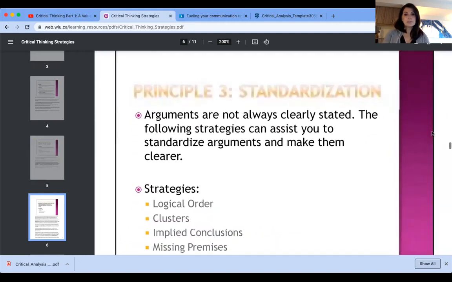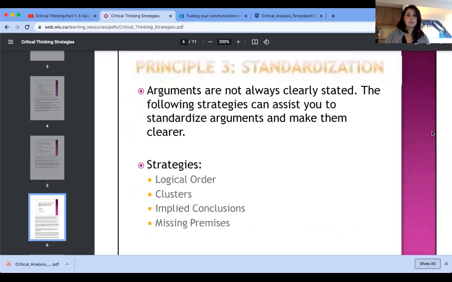The third principle of your critical analysis is considered as standardization. So you find enough pieces of evidence, you did the research, you drive a good conclusion out of this. Now you try to standardize. You try to start practicing and see if your arguments are legit enough, if your arguments are strong enough. Arguments are not always clearly stated.